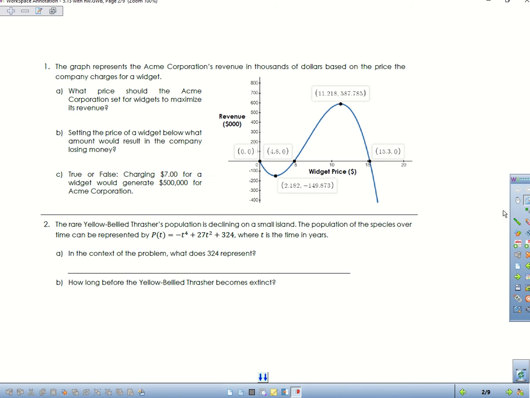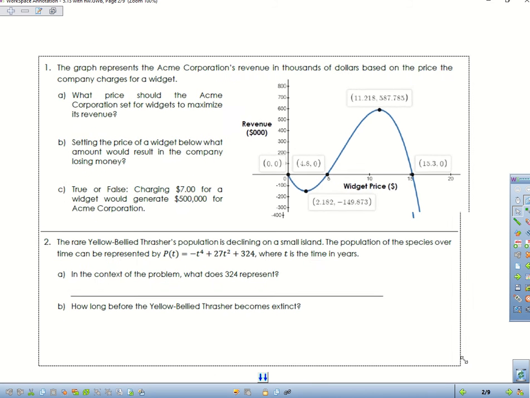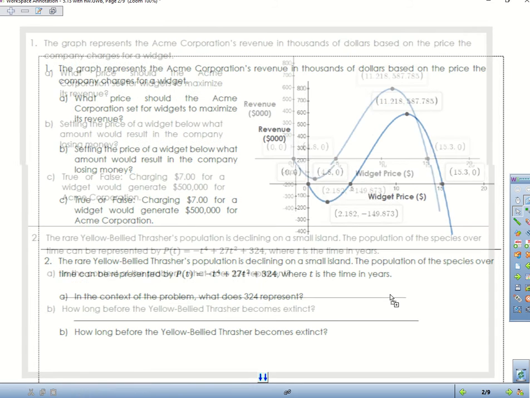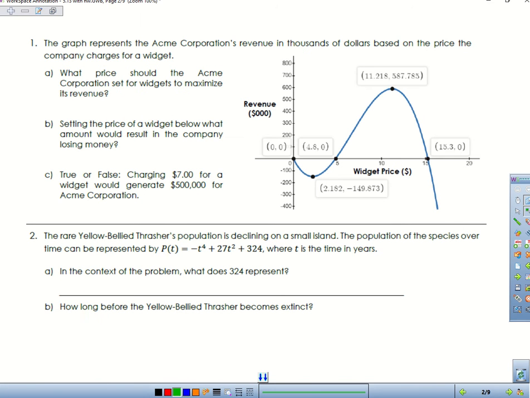So this one says the graph of Acme Corporation's revenue in thousands of dollars based on the price of the company's charge for a widget is displayed here. So what price should the Acme Corporation set for the widgets to maximize the revenue? Well, revenue is the y-axis here, right? And the x-axis represents the price of the widgets. And all of these prices are in thousands of dollars, all right? So when they say, well, not the widget prices, but the revenue prices, this is like 500,000, 600,000, and so on.